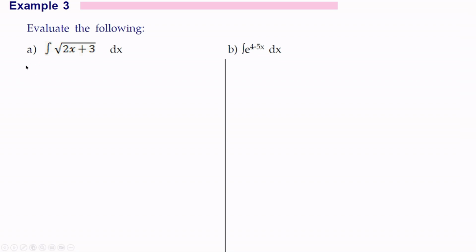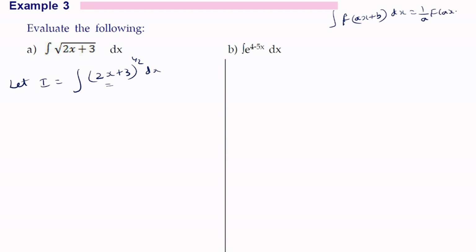So here, let us take I is equal to the integral of root of 2x plus 3, that is (2x plus 3) the whole raised to half, dx. So this is of the form integral f of ax plus b dx. So it is 1 by a capital F of ax plus b plus c.